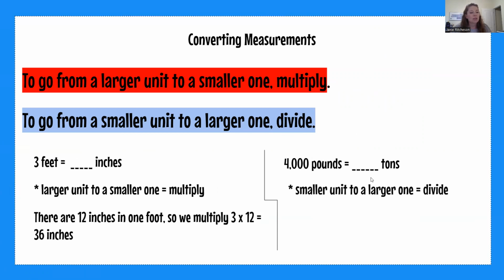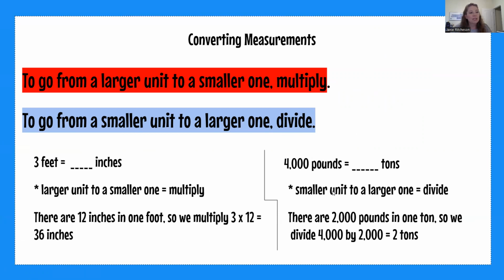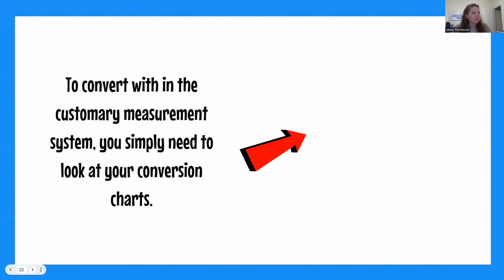So smaller to larger, we're dividing. And so you need to know how many pounds are in 1 ton. Since we know now, because you wrote down the chart, there's 2,000 pounds in 1 ton, we will divide 4,000 by 2,000, and the answer up here is 2 tons. 2 tons is equal to 4,000 pounds.